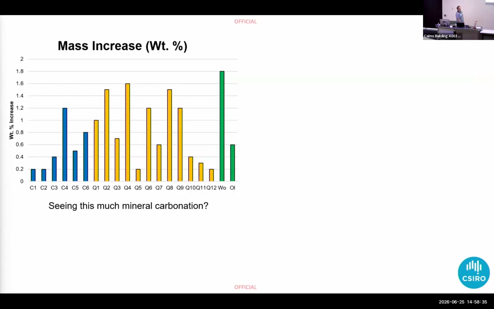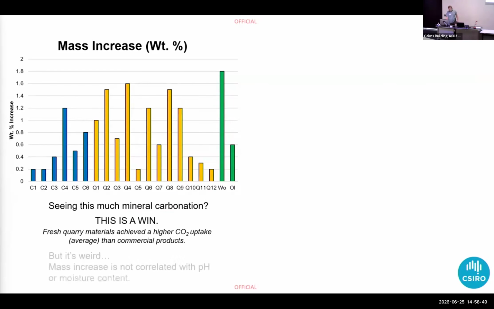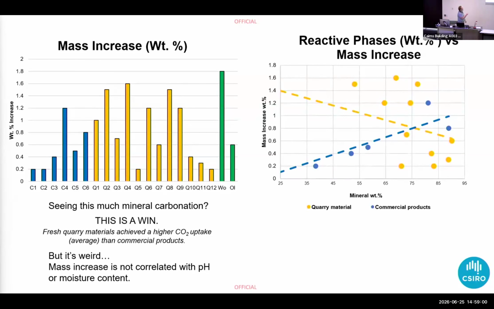Another thing straight off the bat is that the quarry material, straight from the quarry, on average performed better than the commercial mineral amendments. But this data just gets weirder and weirder. It's not correlated with pH or moisture content within these samples. And when we plot it up against the reactive phases for the commercial products, yes, there's a pretty nice correlation between the increasing amount of reactive phases and how much secondary carbonate was produced. But for the quarry material, there was no correlation at all. So even though it was increasing at a higher rate on average than the commercial products, we don't know why.